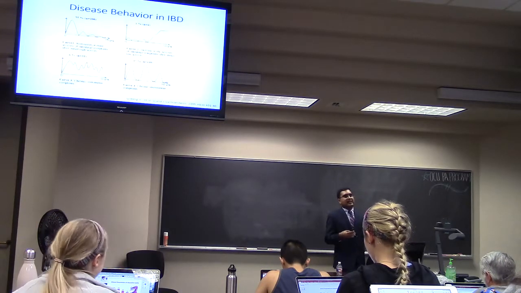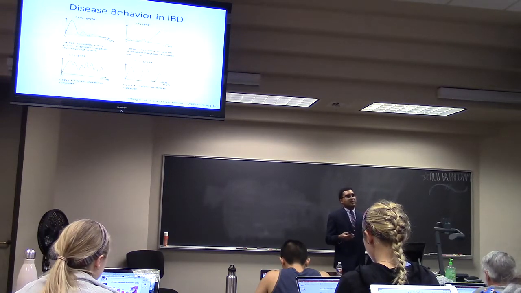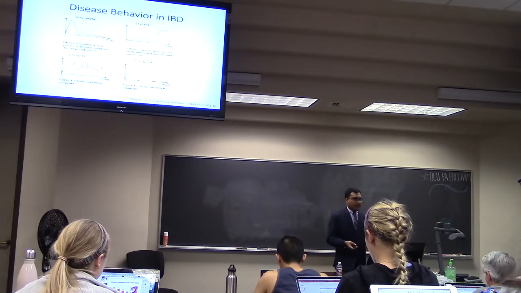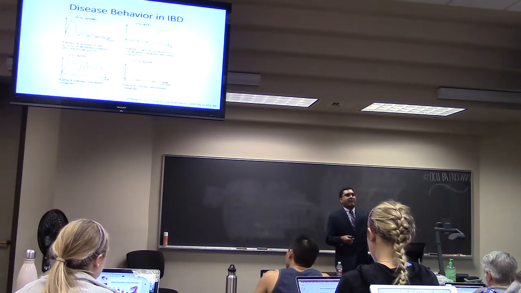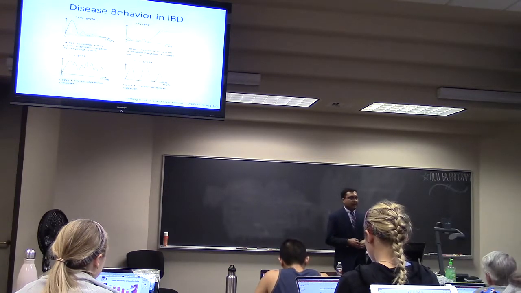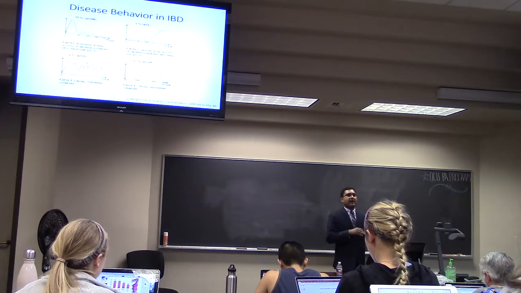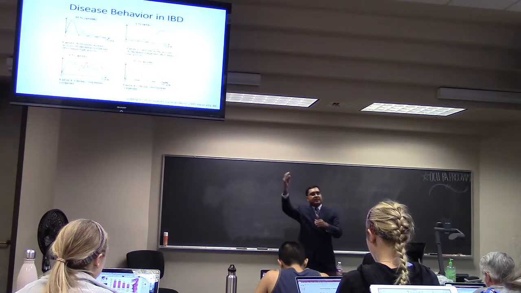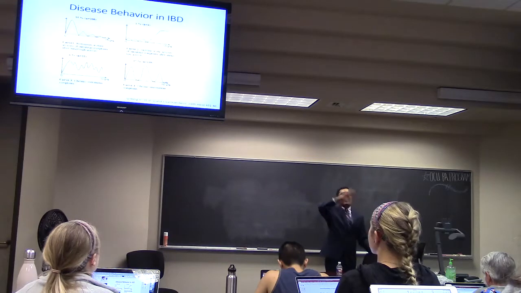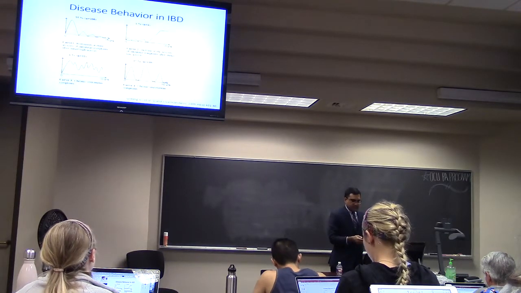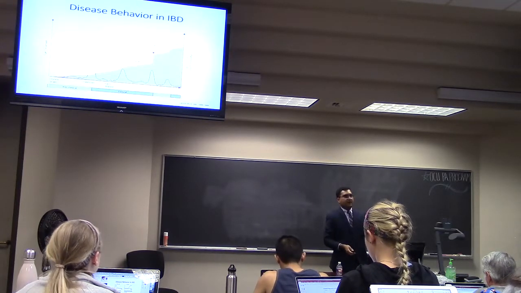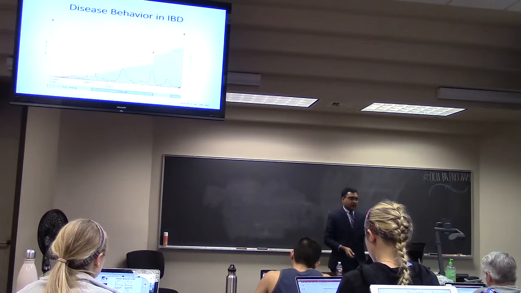How does this disease behave? Not every patient behaves the same way. You can see this graph. You can have bad disease, then good time. You can have a roller coaster. You can have silent disease, and all of a sudden it flares up, or you can remain in flare all the time. So the behavior manifests differently in different patients.